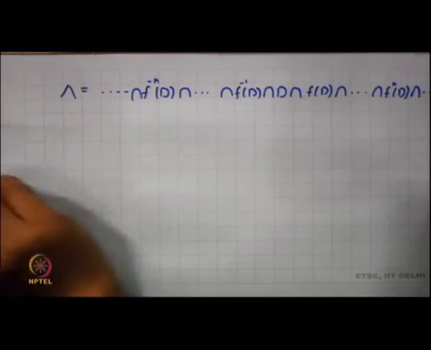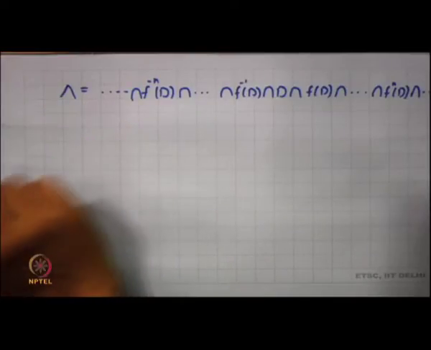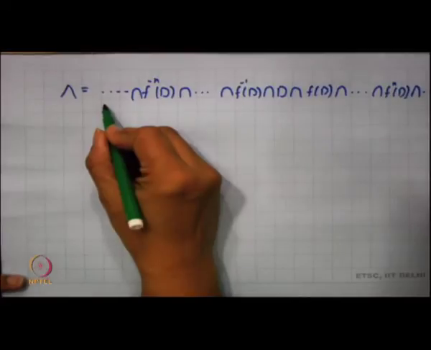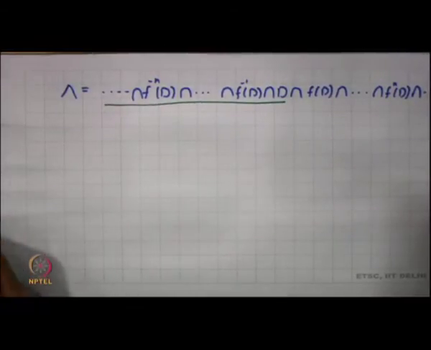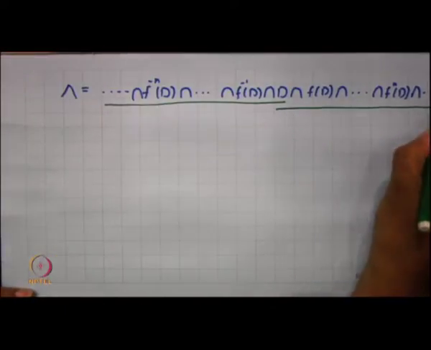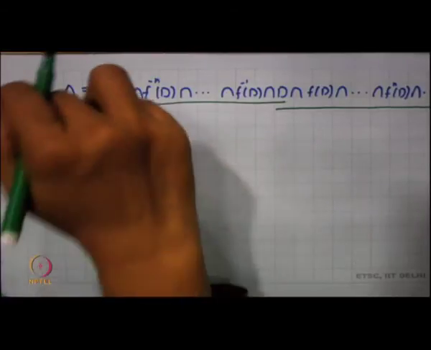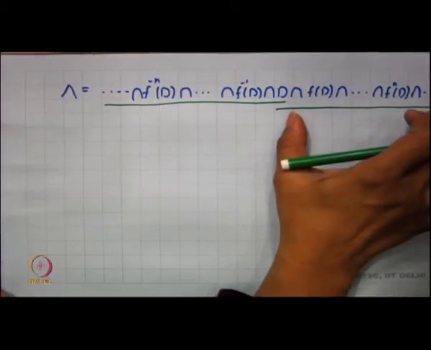So, what happens over here is we can try to visualize this lambda by looking into two things separately. On one hand we have these negative iterates, and on the other hand we have these positive iterates. So, we consider these negative iterates and positive iterates separately and then intersect them to find out the lambda.